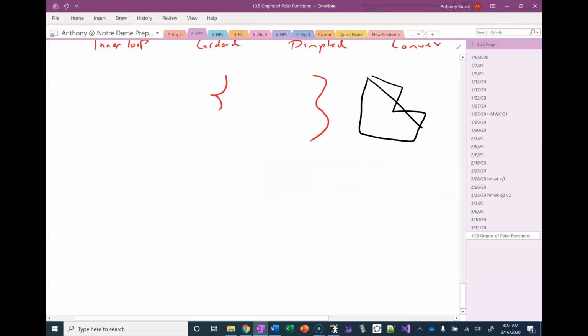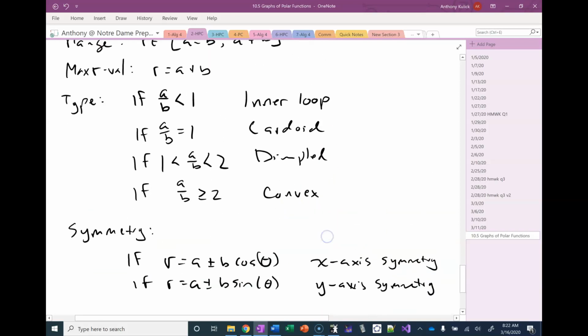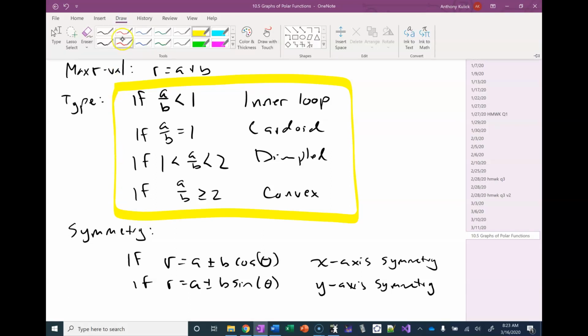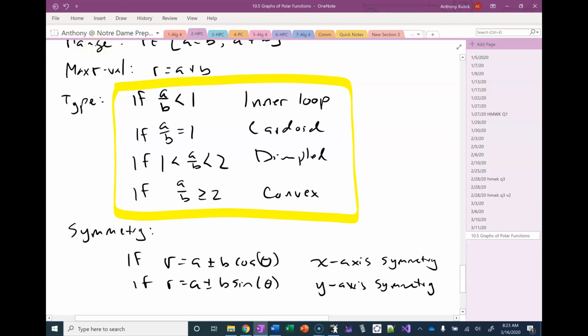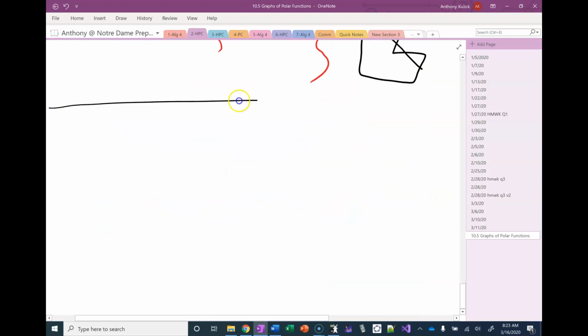Okay, so let's do an example. Again, worth pointing out that these may be difficult to tell the difference of just by looking, but what's really good at telling the difference between them and is super clear is these 4 criteria. So if you're not sure if it's dimpled or cardioid or something, you can always fall back on these and it'll be super clear, because if you divide 2 numbers, that's pretty precise. So let's look at an example.